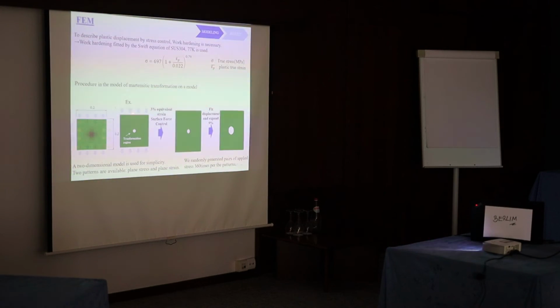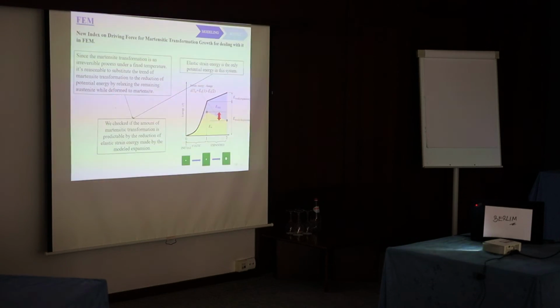And this is a uniaxial example. And then we apply the 3% equivalent strain surface forces, and then fix the displacement and expand it here 9%. The reason why 9% is that we approximate the martensitic transformation as face centered cubic to body centered cubic. And we randomly generate applied stress. It's just a uniaxial, but we randomly made a lot of patterns, about 360 times per the patterns.